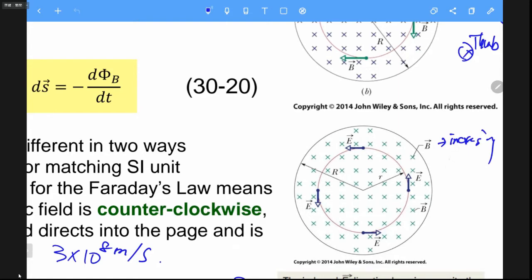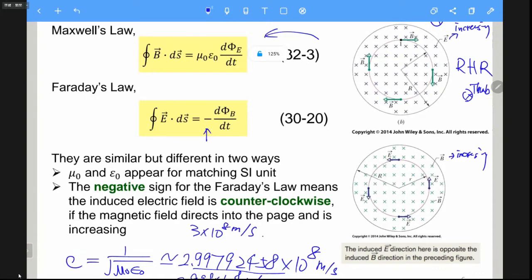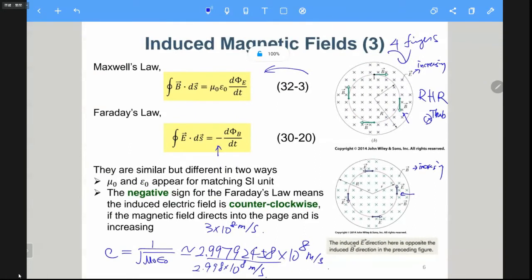Okay, so just now we mentioned if a magnetic field is increasing, you use the right-hand rule, you use your thumb pointing into the page. So clockwise will be the positive direction. However, we have a negative sign here, so the induced E field will be counterclockwise. Here we have a clockwise magnetic field induced. So this is the second point of difference between Maxwell's law and Faraday's law. They look similar, but they have some non-similar things.